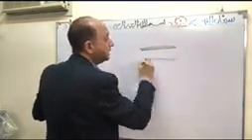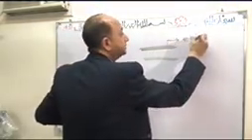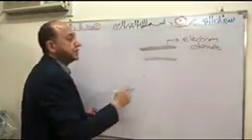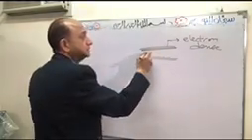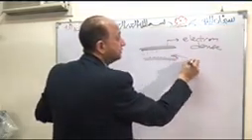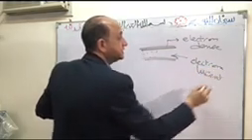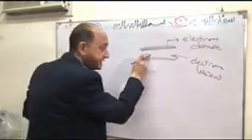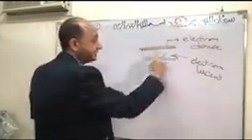A dark line appears. Why? Because it takes electrons. That is called electron dense: it takes many electrons. And the part that appears not black but white is called electron lucent: it takes few electrons. So it appears white here, but here it takes many electrons, so it appears dark.